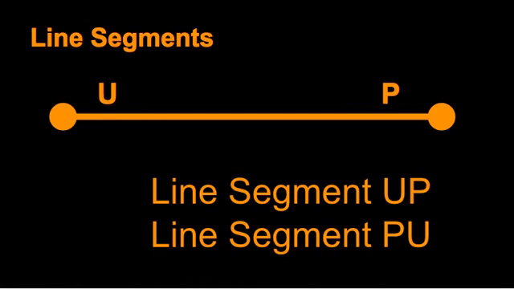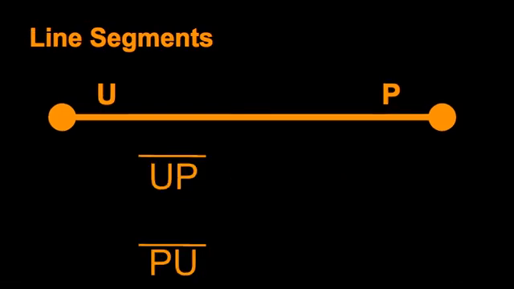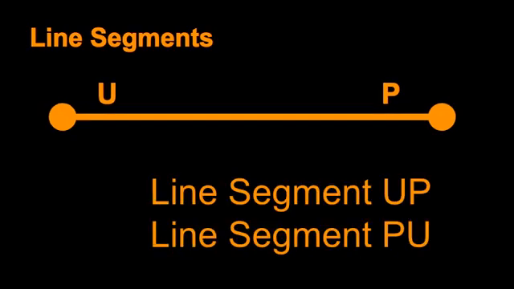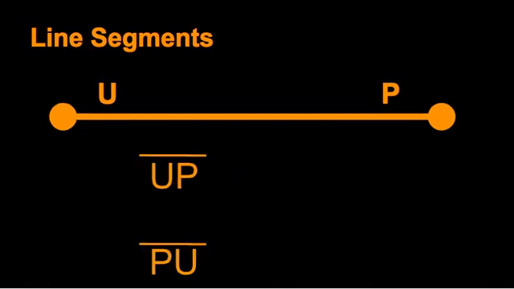Sometimes I get lazy, and lazy is okay in math, as long as you're lazy the right way. We can also write this shorthand. So instead of actually writing out line segment UP and line segment PU, we can write the 2 letters, U, P, and then put the line segment symbol over the top of it. See that little line right there? This is math notation, meaning line segment UP. Likewise, this is math notation for line segment PU.